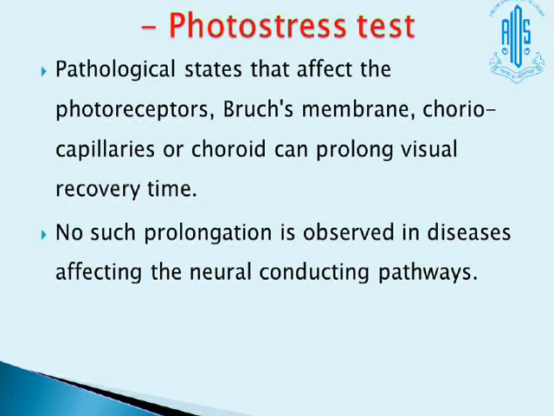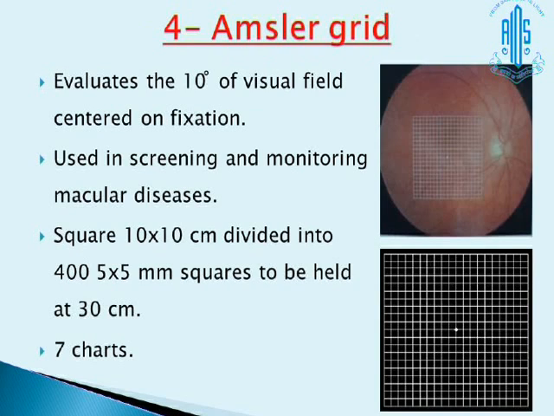The second important test is the Amsler grid test, which is very, very important. It evaluates 10 degrees of visual field centered on fixation, used in screening and monitoring macular disease. It is a square 10 by 10 centimeter divided into 400 5 millimeter squares, to be held at a distance of 30 centimeter in front of the patient, and also we have 7 charts.